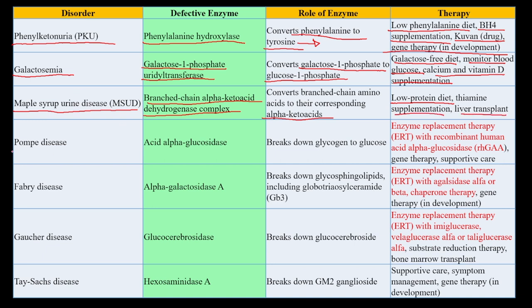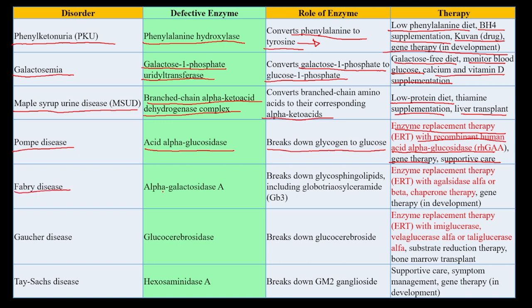Then we have Pompe disease. So the defective enzyme is acid alpha glucosidase. It breaks down the glycogen to glucose, and the therapy is that you take enzyme replacement therapy with recombinant human alpha glucosidase, gene therapy, and supportive care.